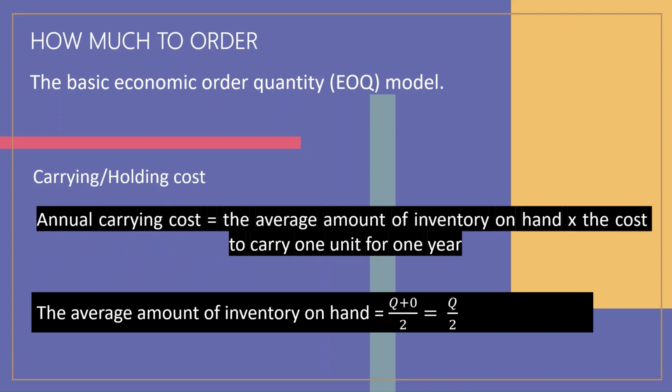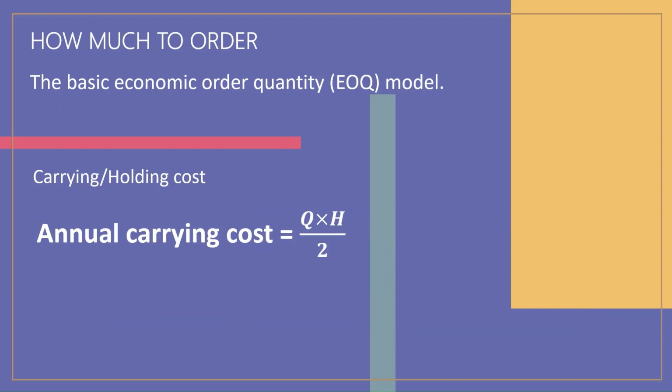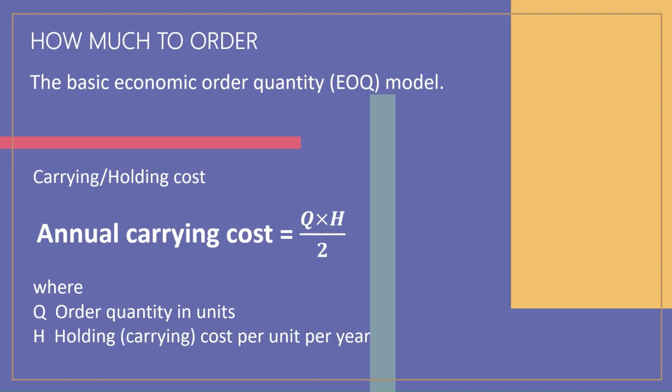The average inventory is simply half of the order quantity. The amount on hand decreases steadily from Q units to 0, for an average of (Q plus 0) divided by 2, or Q/2. Using the symbol H to represent the average annual carrying cost per unit, the total annual carrying cost is Q multiplied by H divided by 2, where Q is the order quantity in units and H is the holding, or carrying, cost per unit per year.